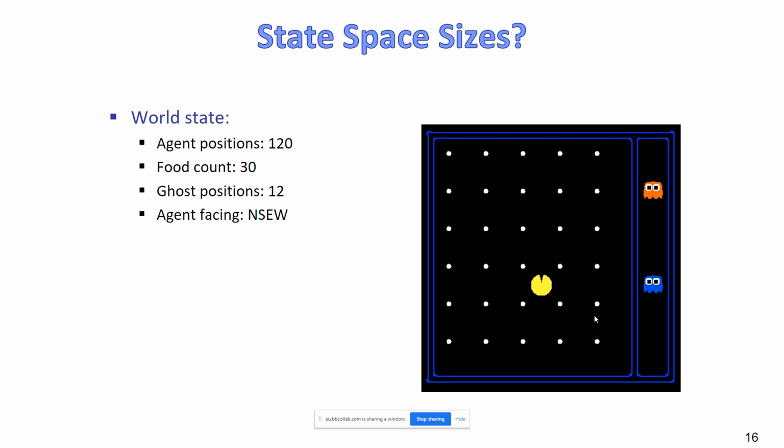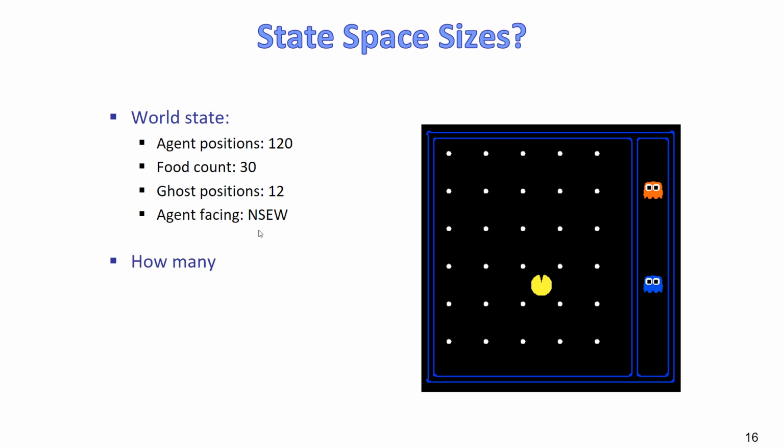Now, let me go through an example with you to show you the size of the state space. So here is a Pac-Man world, where we have the dots here, and we have two ghosts here, we have the wall here in between. If we think about the world state, we find that we have 120 positions for the agent, which is Pac-Man. So Pac-Man can go into 120 positions here. The number of dots, or the food count, is 30. We have 30 dots here. And the ghosts' positions are 12, so the ghost can go up and down into only 12 positions, and the agent is facing one of the four directions, north, south, east, west. So that's the world state, that's the details of the world state.